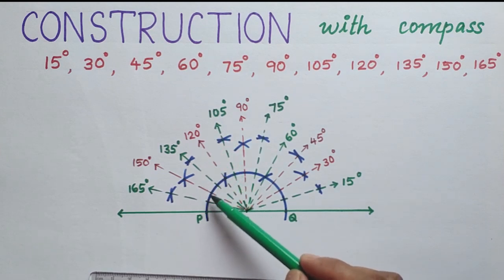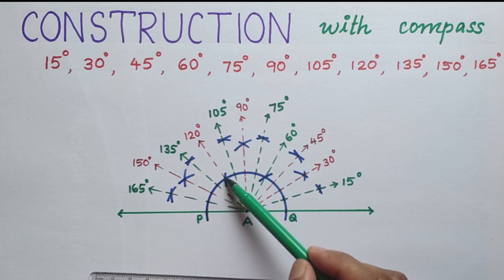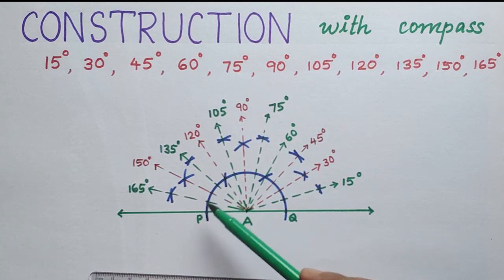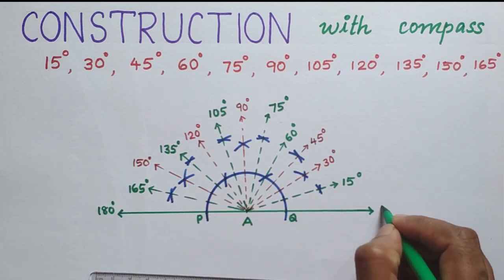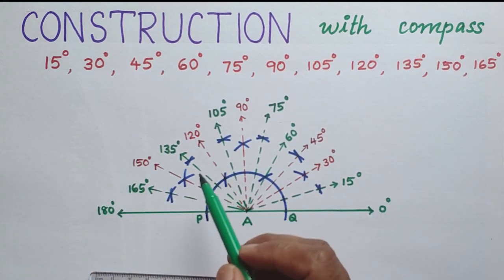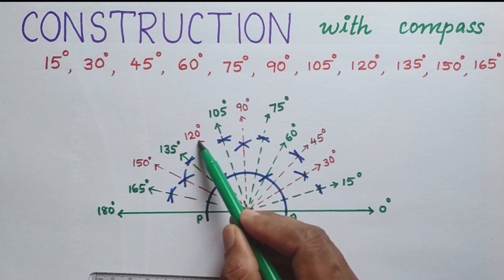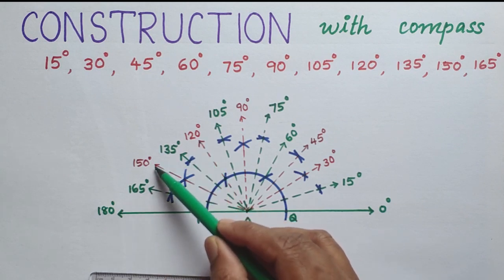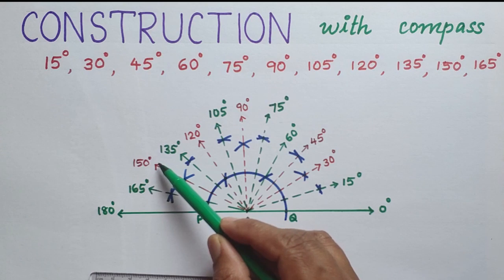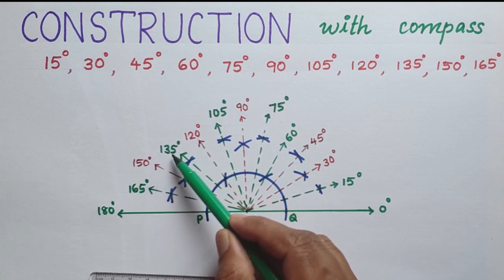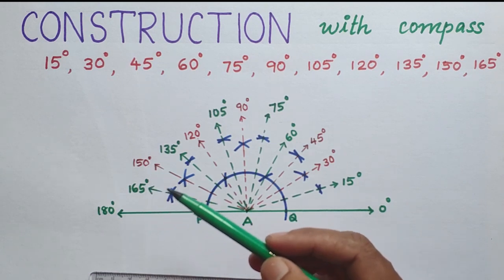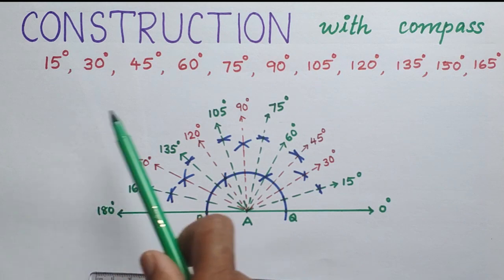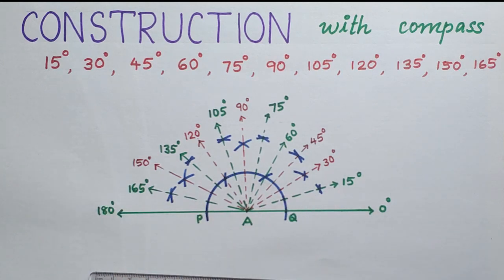Then last 60 degree, that means in between 120 and 180. This angle measure is 180 degree. This is 0 degree. Then in between 120 and 180, after bisecting we will get 150. In between 120 and 150, after bisecting we will get 135 degree. Then in between 150 and 180, after bisecting, we will get 165 degrees. So all these angles in one figure we can construct.